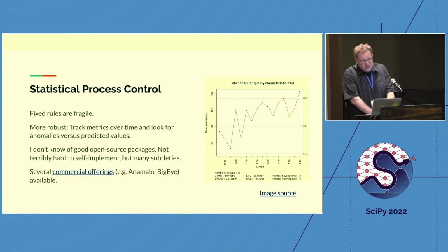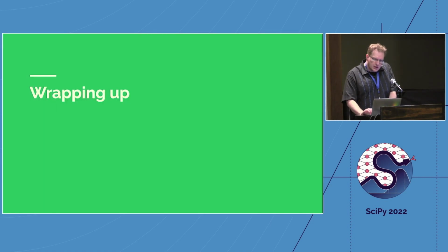I think there are a lot of subtleties involved in looking at anomalies for data. This is a case where I might actually recommend, if this is a critical issue, looking more into some commercial offerings, and we're starting to see companies like Anomalo and Big Eye get into this space. And so if this is critical, I might actually recommend doing that.